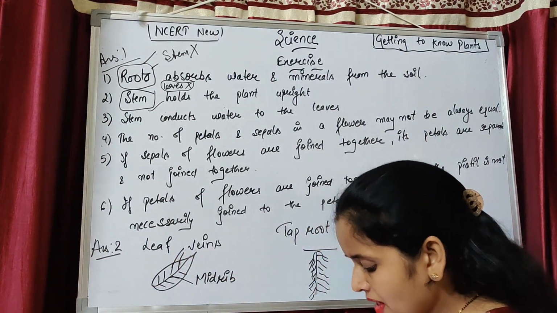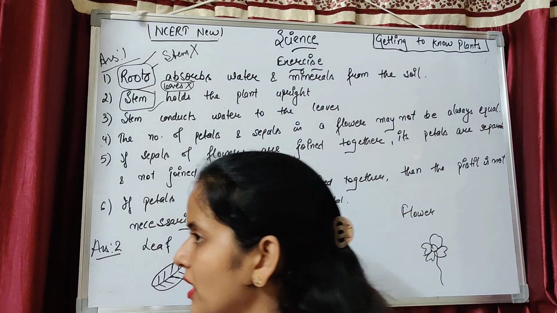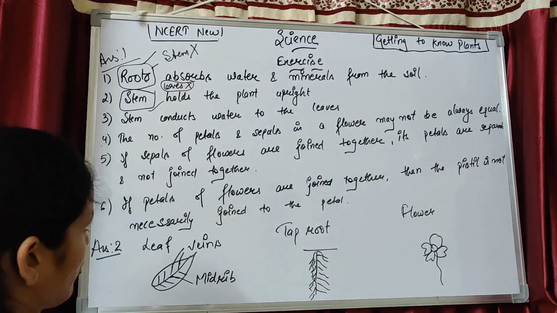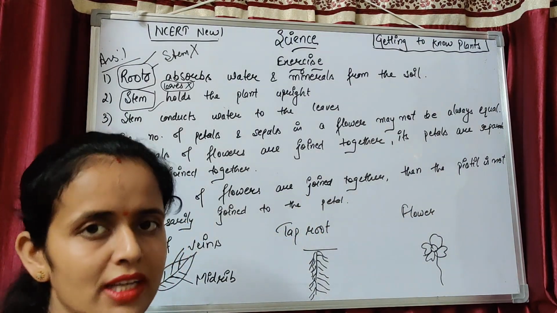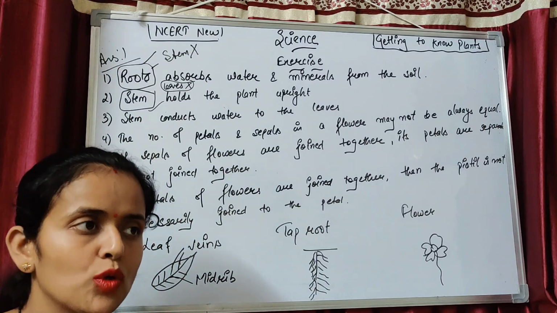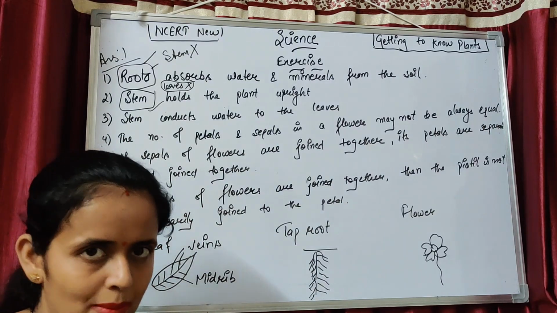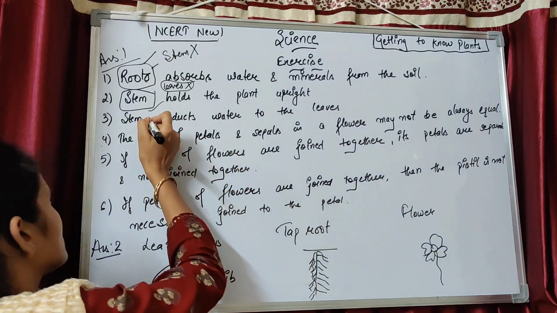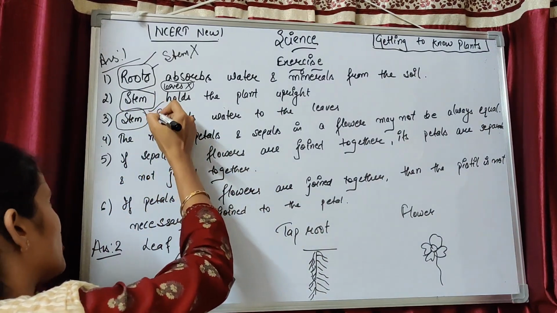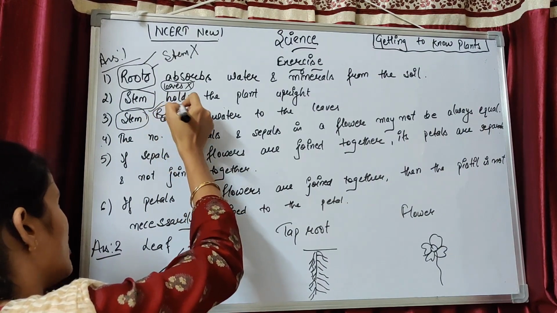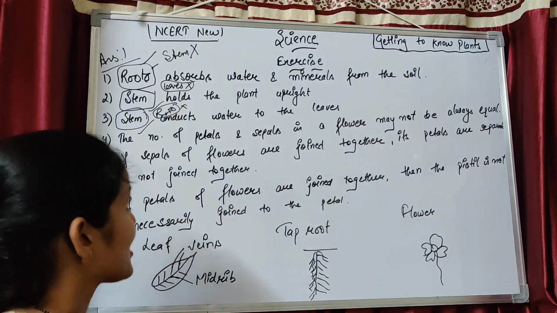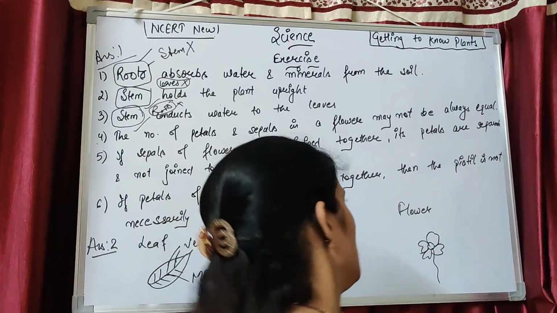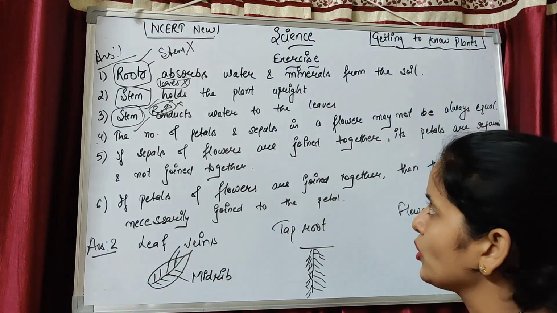Third part. Roots conduct water to the leaves. Roots conduct water to the whole plant, but root firstly conducts water to the stem and then the stem will conduct water to the leaves. So here the answer is stem, not root. So root is wrong and stem is right. Stem conducts water to the leaves.